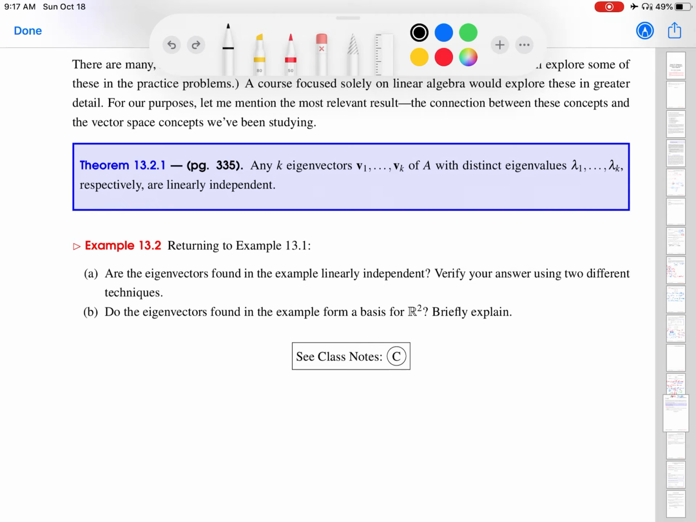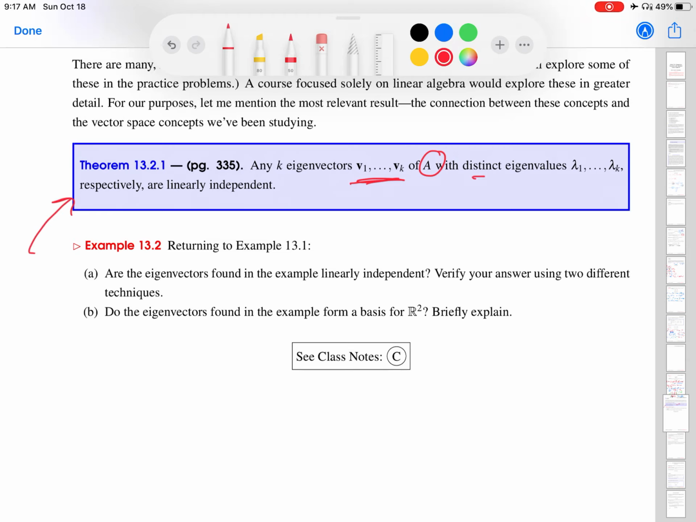So in this class notes, I want to get you comfortable with this theorem. So let's see what this theorem says. Suppose I have found k eigenvectors of A. K here could be 2, 3, 79, however many eigenvectors you found.